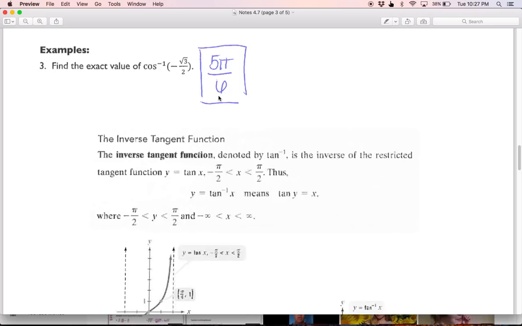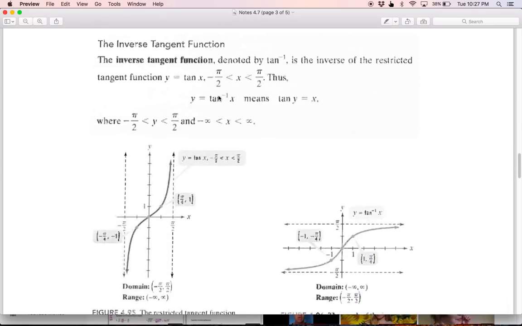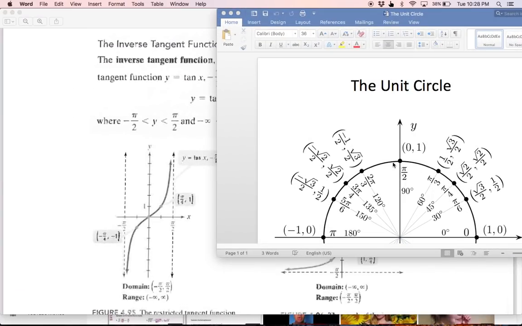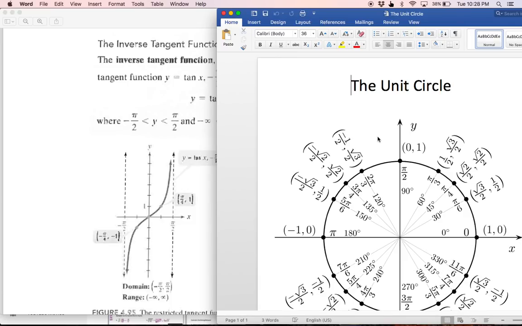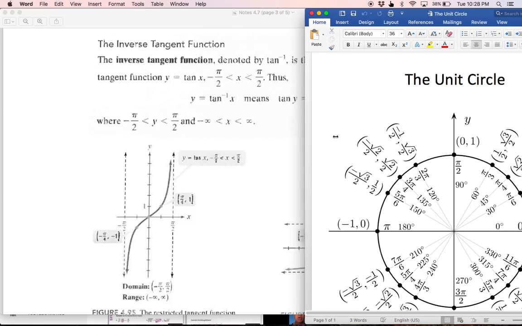Now, tangent. Tangent is just like sine. It goes from negative pi halves to positive pi halves. But the problem with tangent is, remember, it's undefined at negative pi halves and positive pi halves. That's why we have these asymptotes. So we just can't choose pi halves or negative pi halves. We can choose anything in between.